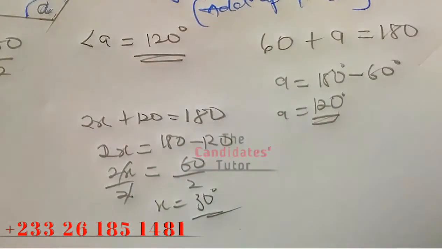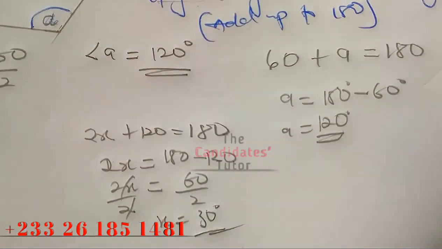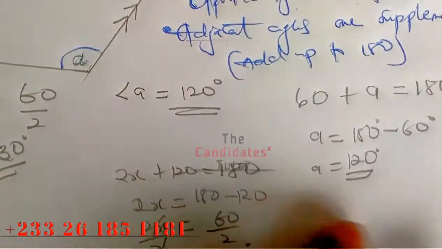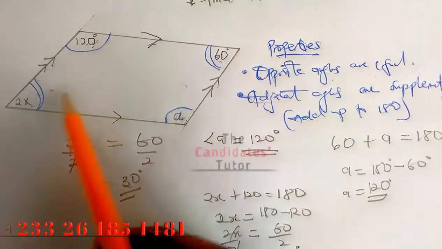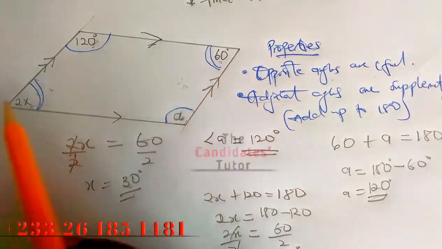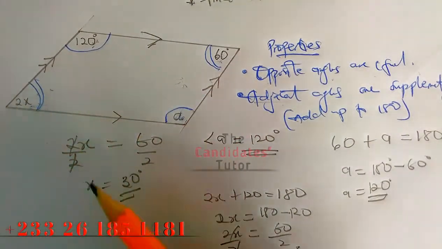So very simple, and you can use just 1 second to solve this if you know the properties. Because if you know the properties, you will just know that the angle A here is 120, and you just divide 60 by 2 to get the value of x here.